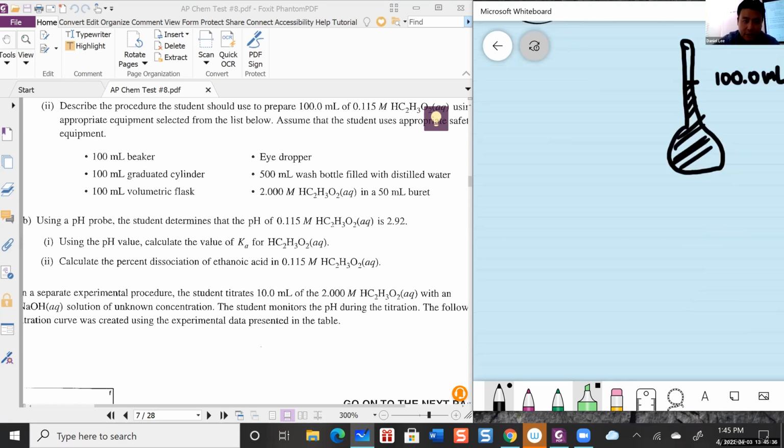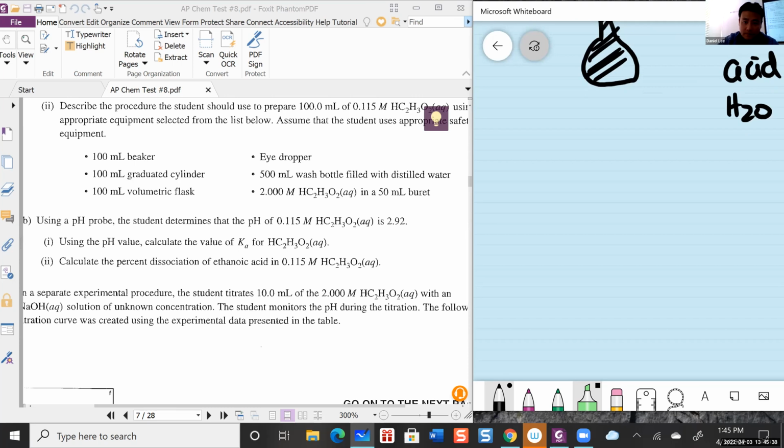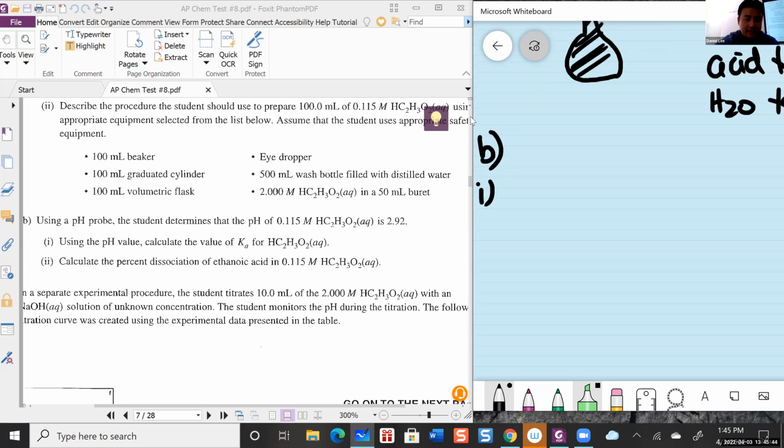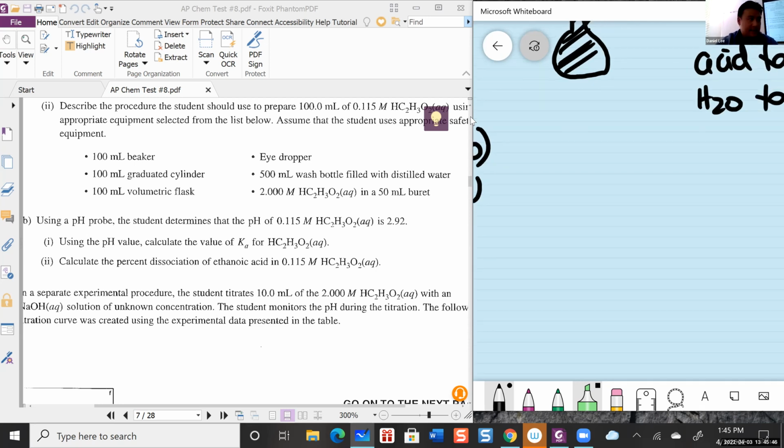And let's look at number 2, using a pH probe. So this is part B, B1, okay? What do you have to do? The student determined that the pH of the acetic acid is 2.92. You haven't even done titration yet. So you cheated, you just put the pH probe in there and then it says 2.92, great.